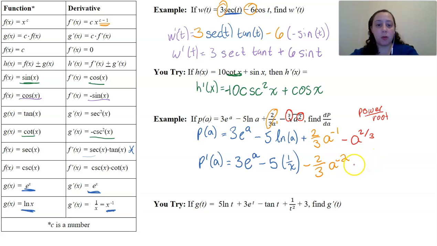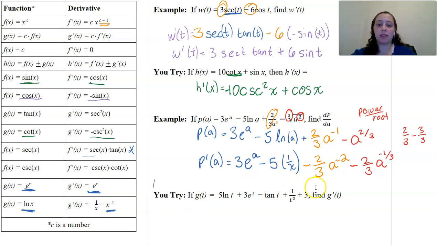And I'm using my power rule again. Bring my exponent to be the coefficient. a, and I subtract 1. I have 2 over 3 minus 1. That's the same as 3 over 3. And 2 minus 3 is negative 1 over 3. You can rewrite that if you want. You don't have to. I'm going to leave it like that. Now you try this last example.